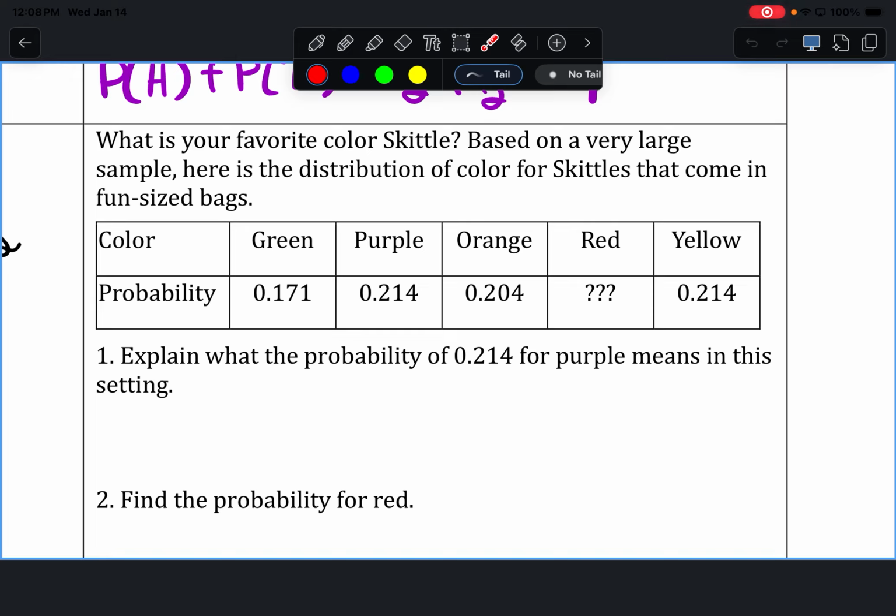So what this is, is the probability of selecting one of these colors, one of these 5 Skittle colors, out of a bag, like one of the small bags of Skittles. Okay, so we're going to pretend this is my bag of Skittles.